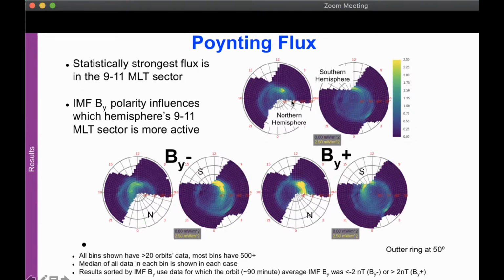So here are these results sorted now into IMF components, BY negative and positive. You can see that the Poynting flux shifts in this 9 to 11 magnetic local time frame, depending on what the sign of BY is. And now you can really see that this dayside Poynting flux is IMF BY dominated. And these values here are median values in each of these tiny bins. So this top value here as a median is 2.5 milliwatts per meter squared.